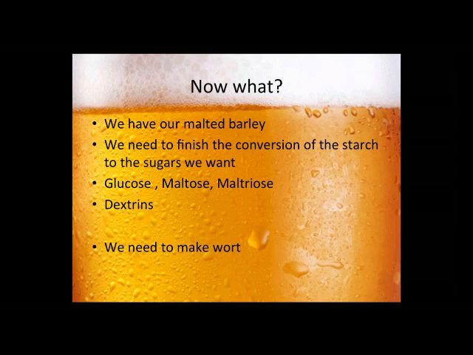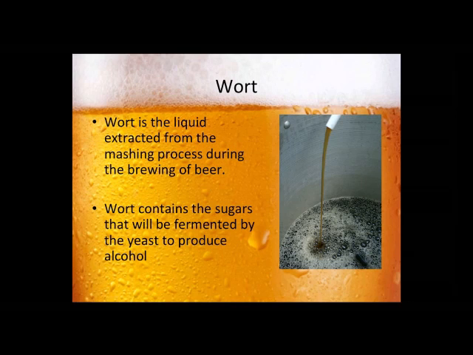So we need to make wort. What is wort? Wort is a liquid that's extracted from the mashing process during the brewing of beer. Well, what's the mashing process? We'll get to that. Wort contains the sugars that will be fermented by the yeast to produce alcohol. It will also contain the longer chains that add sweetness or make the beer malty, the dextrins.